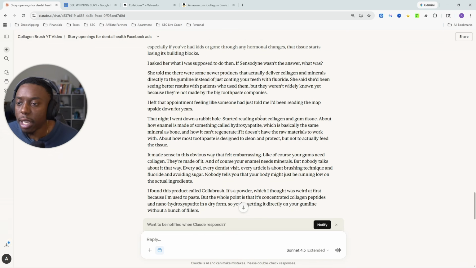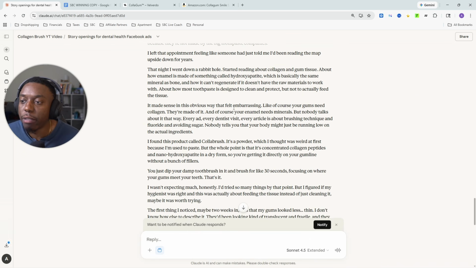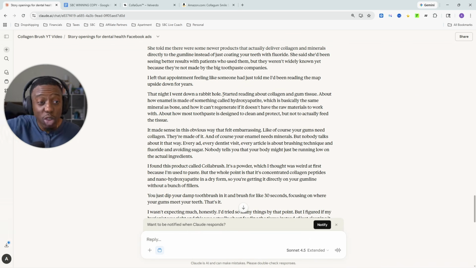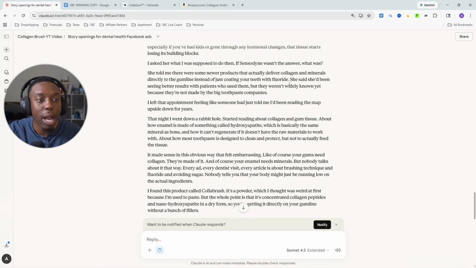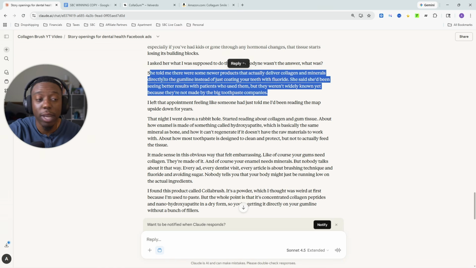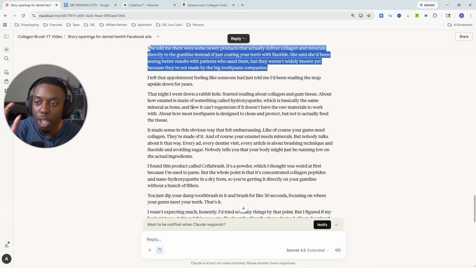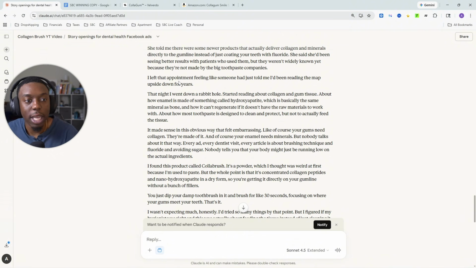I left the appointment feeling like someone had just told me I've been reading the map upside down for years. That night I went down a rabbit hole. So you notice how she introduced what the thing was, but she never said more about it, right? The story doesn't elaborate too much more about it. And my camera is going to die here in a moment, so we might go cameraless in just a few minutes here. But she doesn't go on to elaborate more about the features, the benefits. No, she just introduces a slight introduction. And now we're letting the storyteller go ahead and do more research so it doesn't feel like it was shoved down their throat.